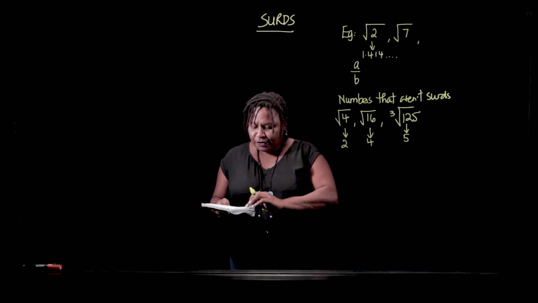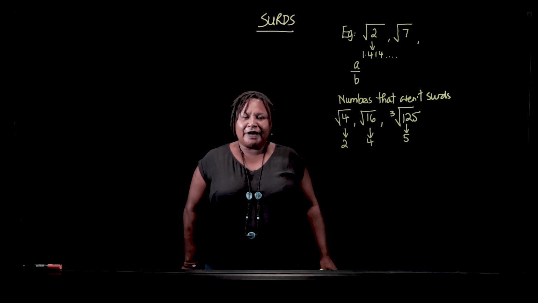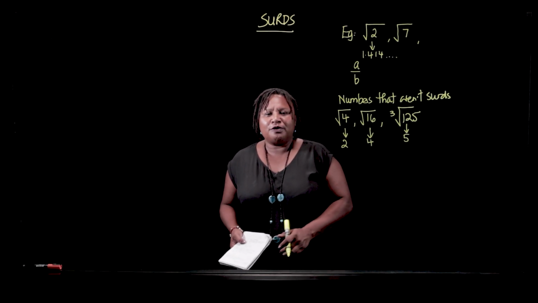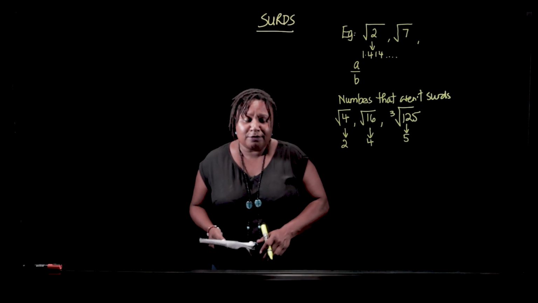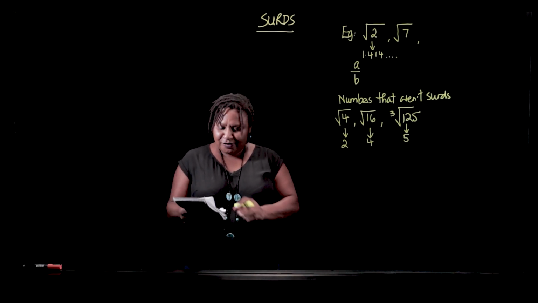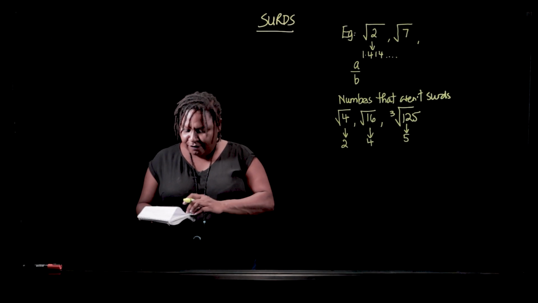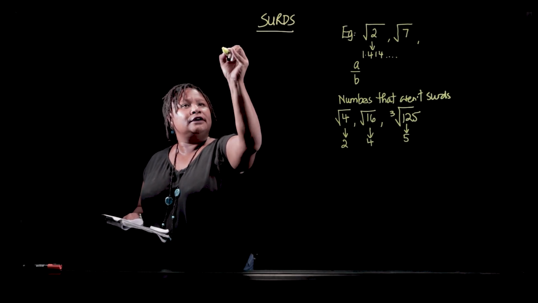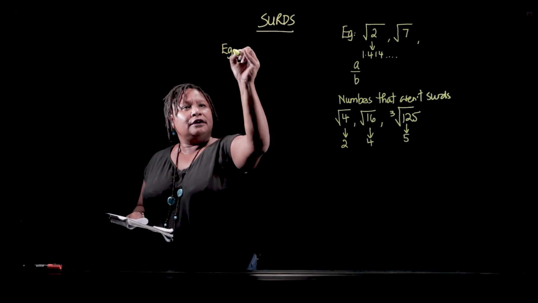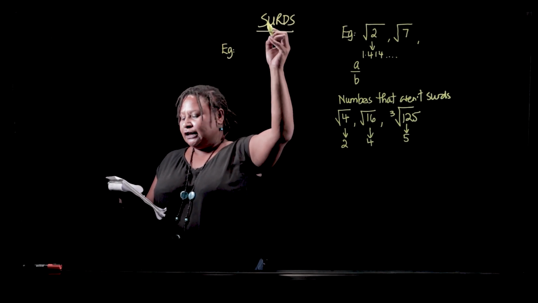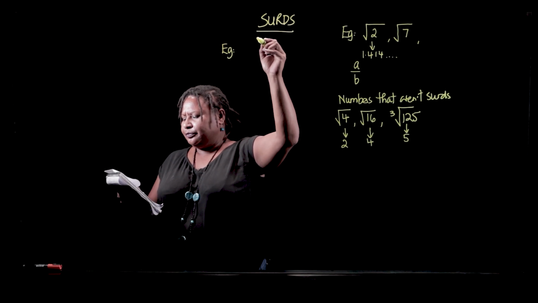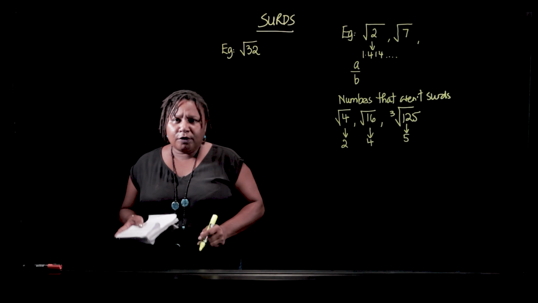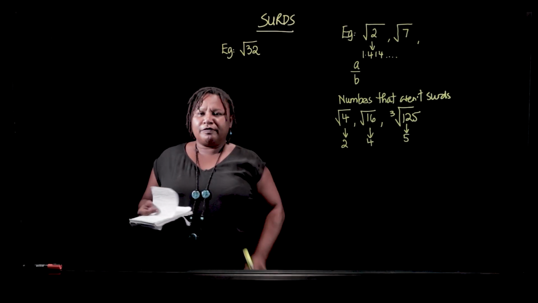Okay, now, in today's lesson, we are going to simplify surds. Okay, how do we simplify surds? We are going to look at a couple of examples, and through these examples, we will see how to do that. Okay, now, let's have a look at an example, very simple one. Square root of 32. Now, how are we going to simplify this?